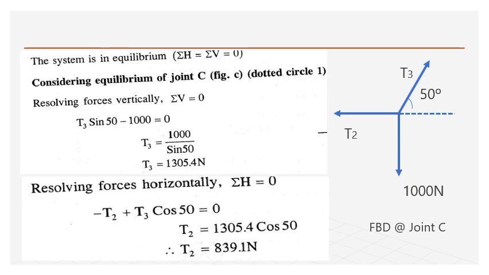By applying that condition, only two vertical forces remain: the vertical component of the force T3 and the 1000 Newton. T3 sine 50 minus 1000, we get T3. So sigma H is equal to 0: minus T2 plus T3 cos 50 is equal to 0. We get T2 is equal to 839.1 Newton. As you can see, the joint C is subjected to only three forces.